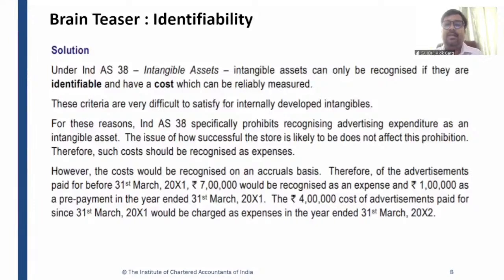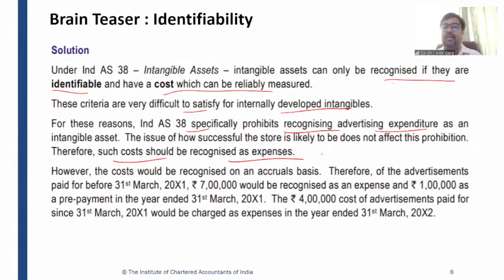Under Ind AS 38, an intangible asset can only be recognized if it is identifiable and has a cost which can be reliably measured. These criteria are very difficult to satisfy for internally developed intangible assets. For these reasons, Ind AS 38 specifically prohibits recognizing advertising expenditure as an intangible asset. The issue of how successful the store is likely to be does not affect this prohibition. Therefore, such costs should not be recognized as an intangible asset and should be recognized as an expense.